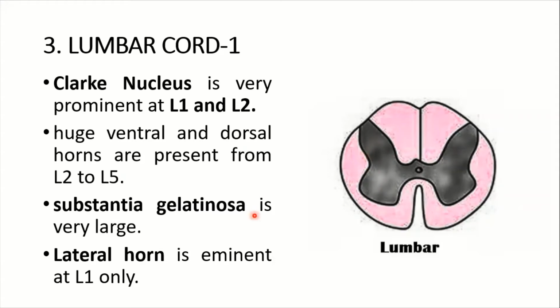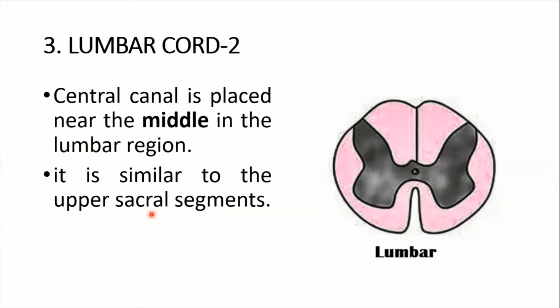And the lateral horn, as I told you, the thoracolumbar outflow, is present only at the L1 level, L1 only, not L2, 3, 4, 5. And the central canal is present near the middle. It was more anterior in the previous sections, the cervical and thoracic, and now it comes here to the middle. It is similar to the upper sacral segments.